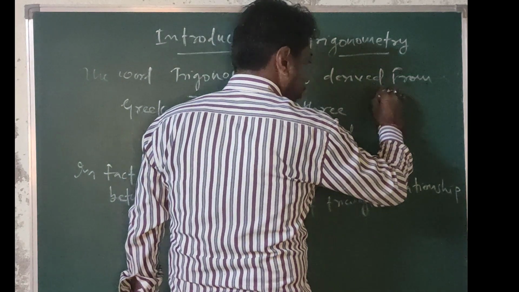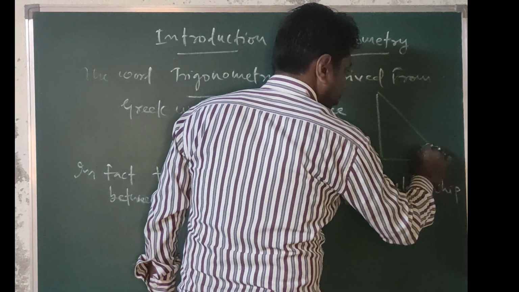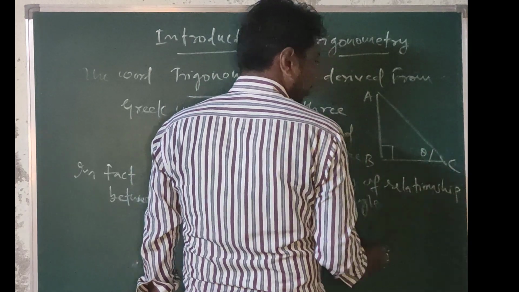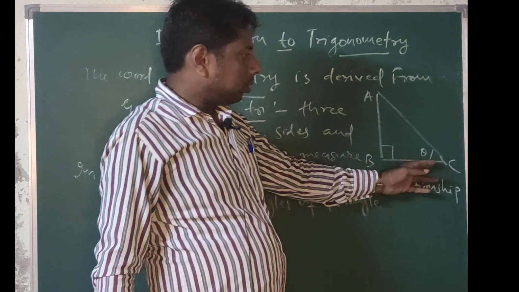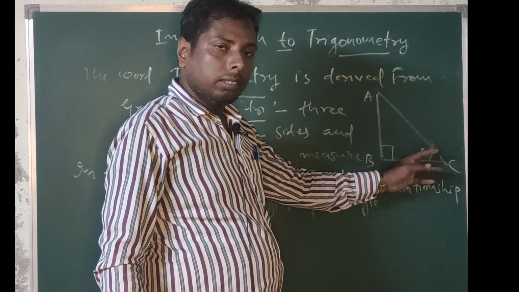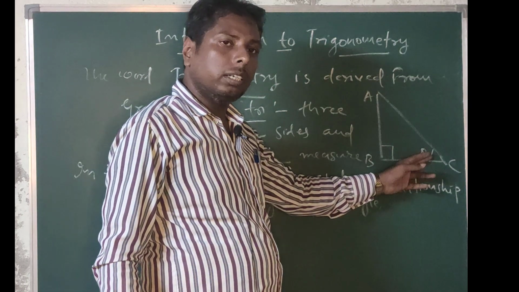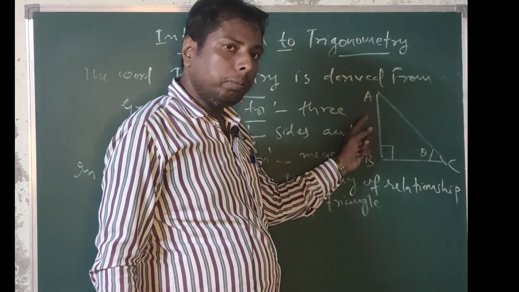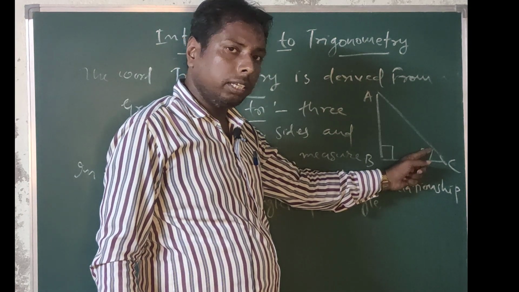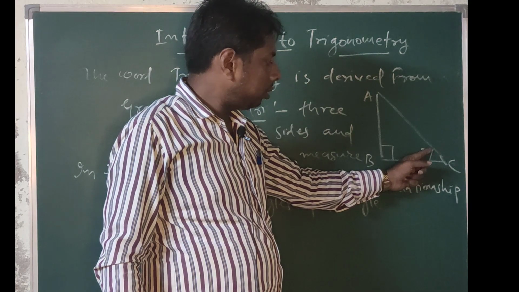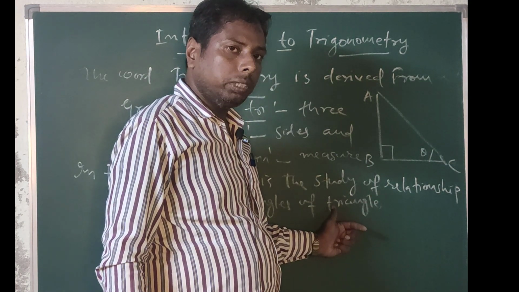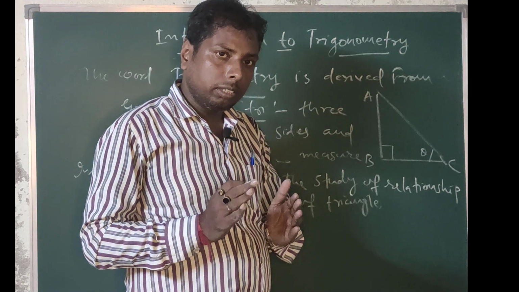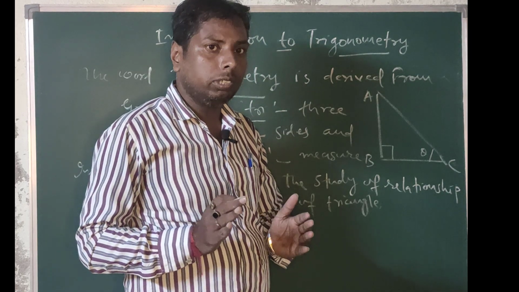Suppose this is a right angle triangle, this is an acute angle, this is the right angle, A, B and C. If the angle is given, then with the help of these angles we will find out the sides of the triangle, and if the side is given, then with the help of the sides we will find out the angles. So these things we study in trigonometry. And now we will discuss some basic concepts and the important formulas of trigonometry.